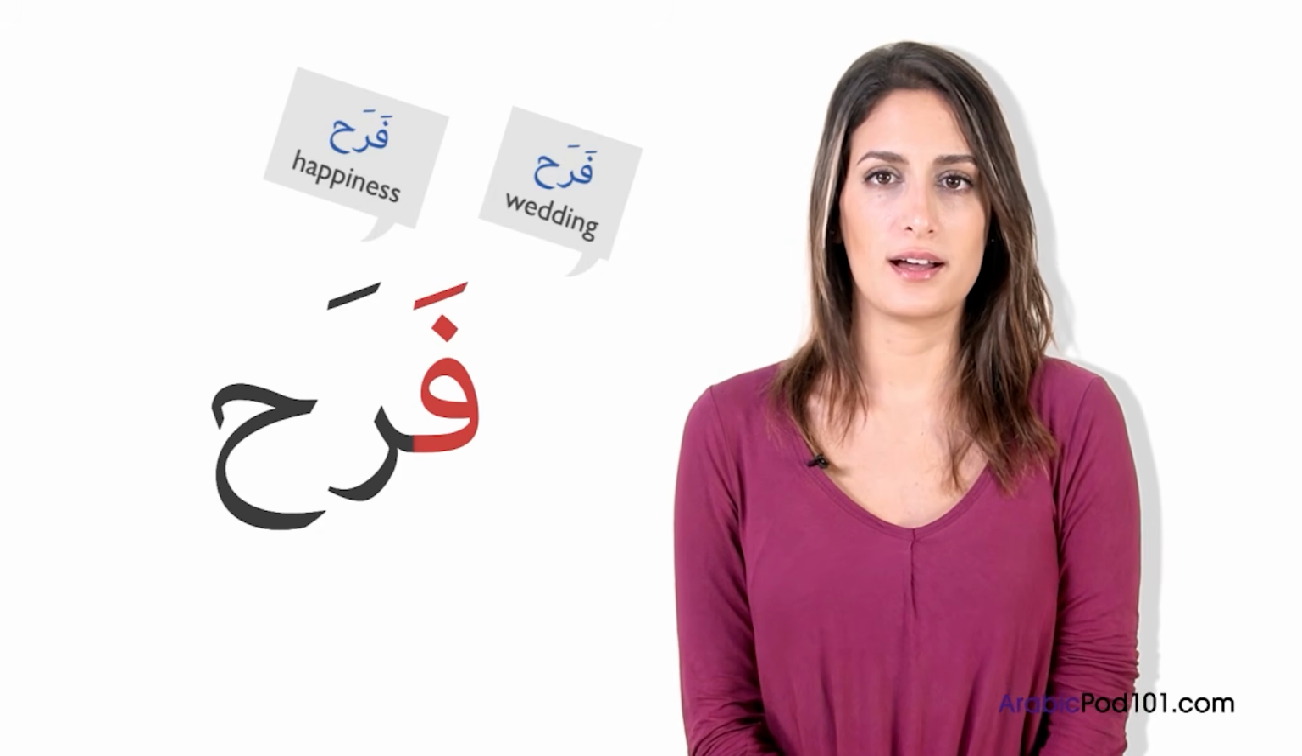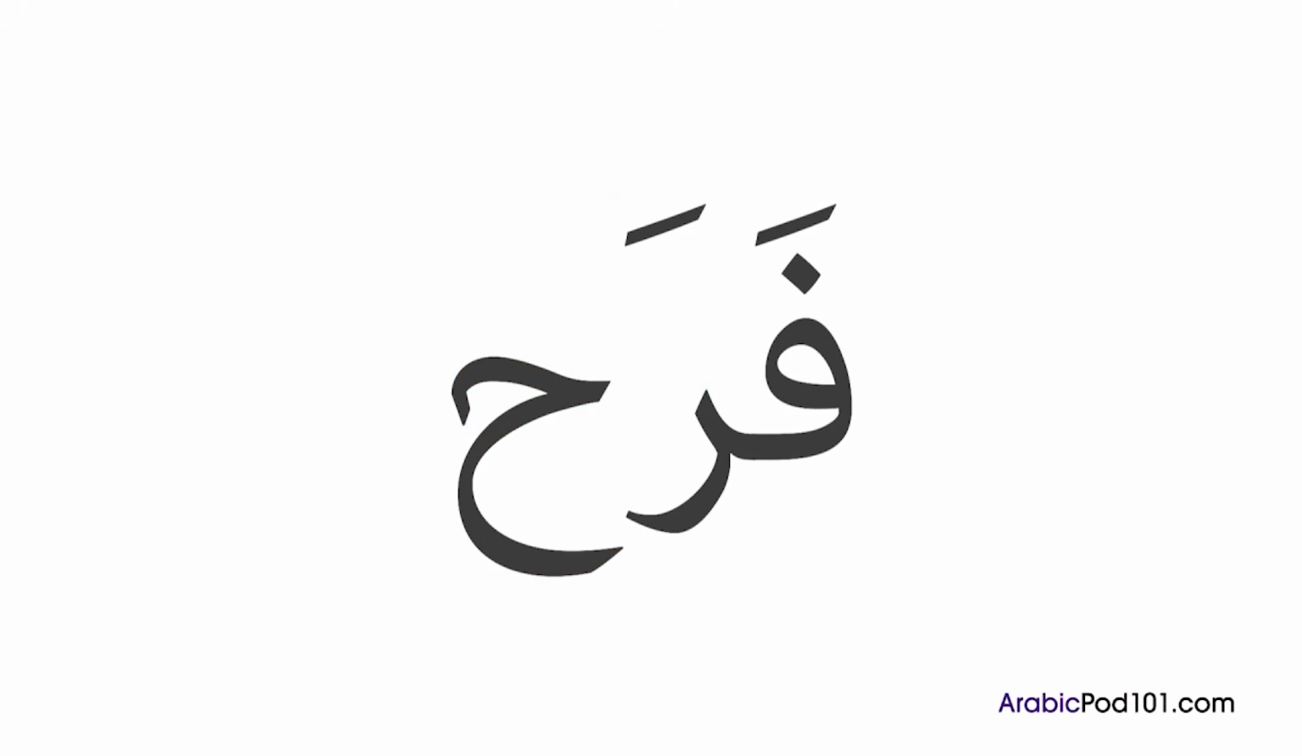Our first word is farah. This word can mean two things, happiness or wedding. Fa is in the initial form with a fatha on top, ra in the final form, also with a fatha on top, and then a ha in the isolated form. Let's write it. Farah.